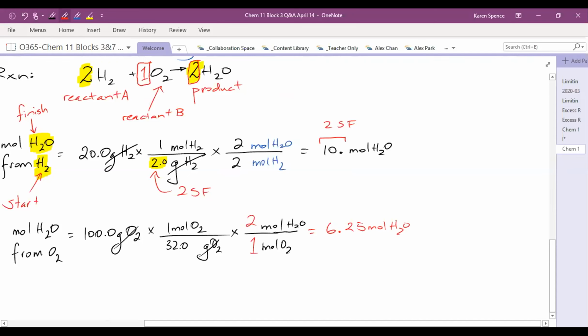So now what we're going to look at is sig figs. We have 3 sig figs here and 4 sig figs here. So in our answer, because we are multiplying, we have a maximum of 3 sig figs, so it's going to be 3 sig figs. All right. So step number 1 is done. We have found the moles of product from reactant A. We have found the moles of product from reactant B.